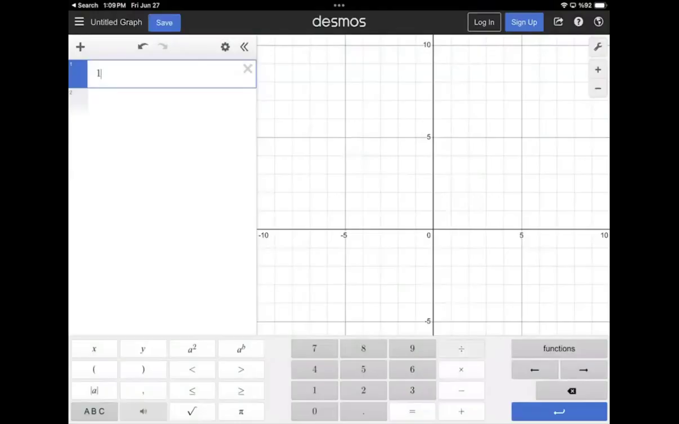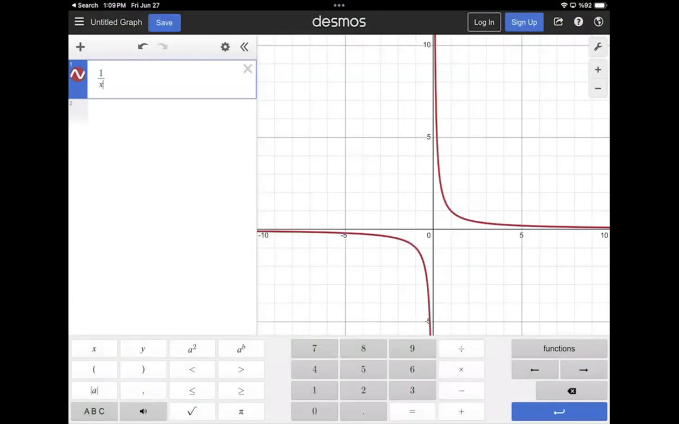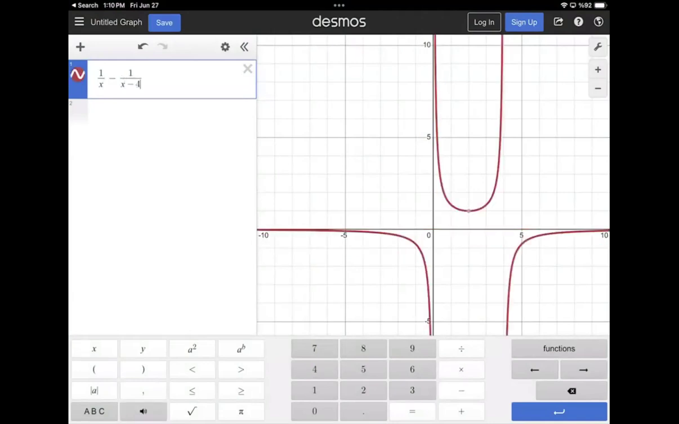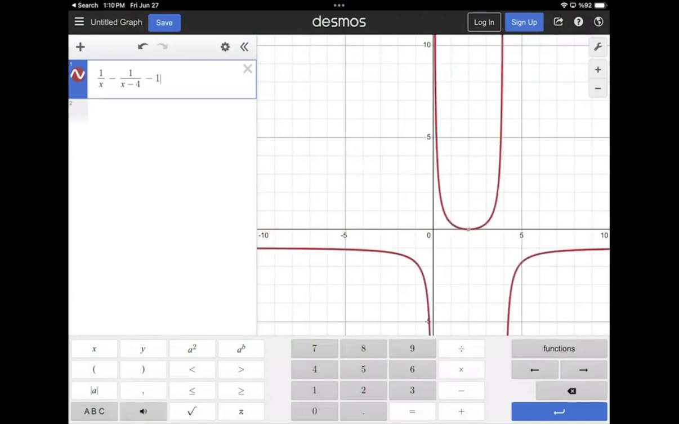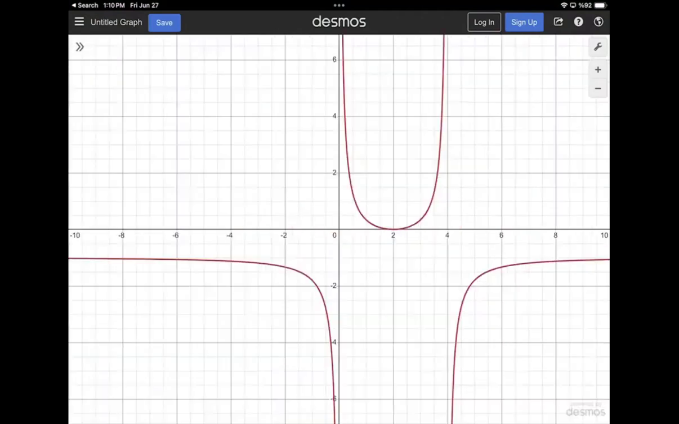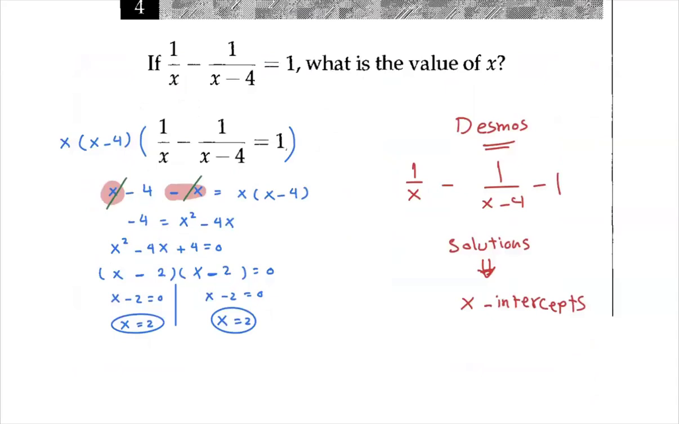So let's go to Desmos and graph it. 1 over x minus 1 over x minus 4 minus 1. Let's see what the intersection points are. Here we have only one intersection point, which is 2. So the value for x here is going to be 2. x equals 2.